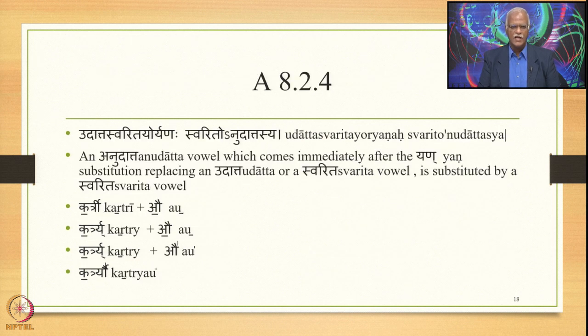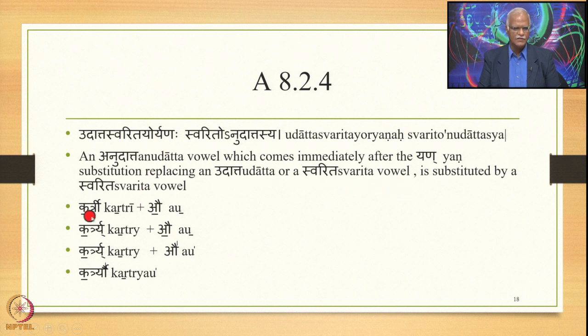So here is the sutra, udatta svaritayor yanah svarito anudattasya. What this means is an anudatta vowel which comes immediately after the yan substitution which replaces an udatta or a svarita vowel, that anudatta vowel is substituted by a svarita vowel. I repeat, an anudatta vowel is substituted by a svarita vowel, if this anudatta vowel comes immediately after the yan substitution which replaces an udatta or a svarita vowel.